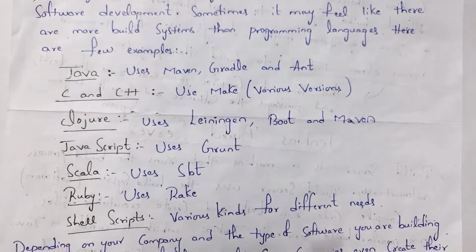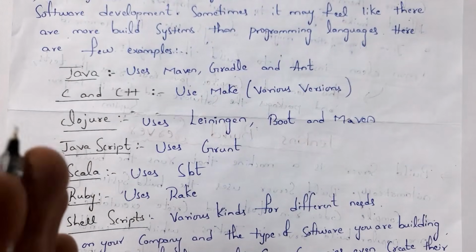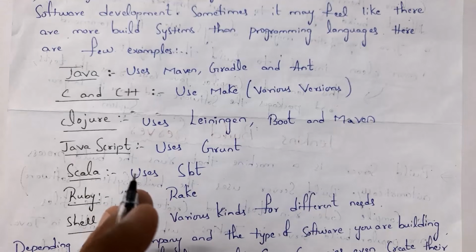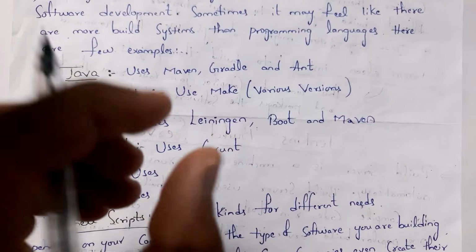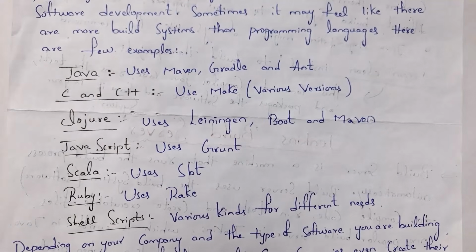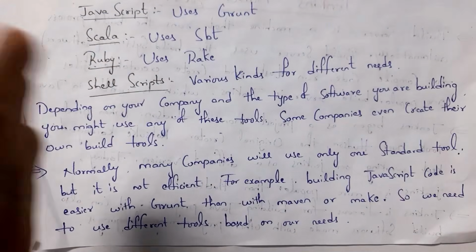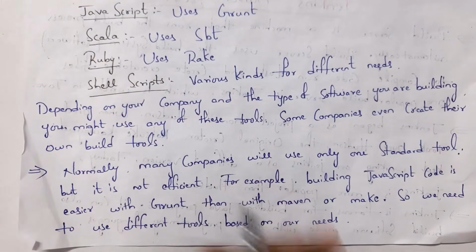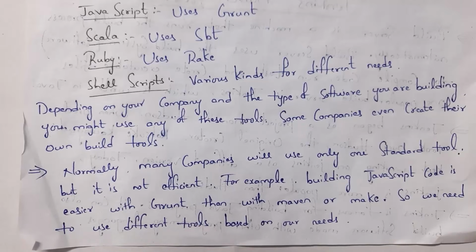Guys, all these are build systems. That is nothing but all these are softwares. By using these softwares, we can compile code, we can test code, and as well as we can package that code. That is nothing but we can create one executable file. By using all these build systems, we can perform these operations. Depending on your company and type of software that you are creating, you need to choose softwares. And some companies are creating their own build softwares.